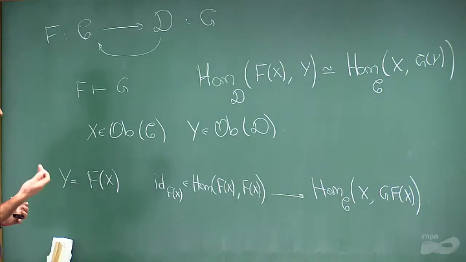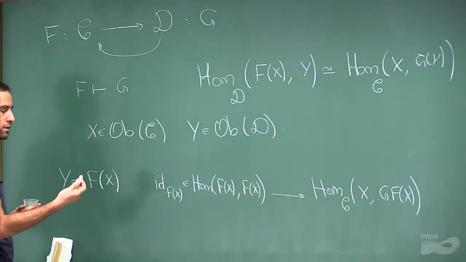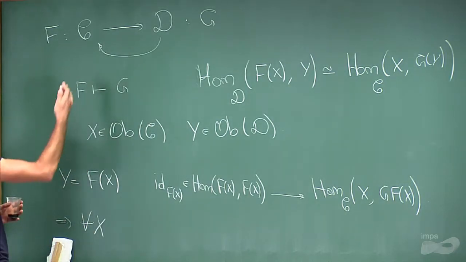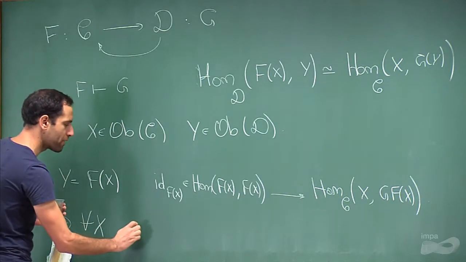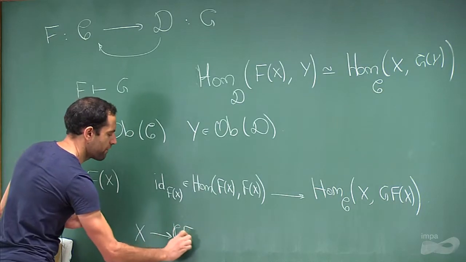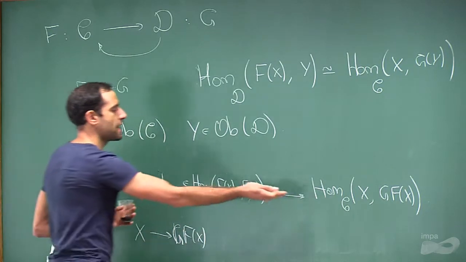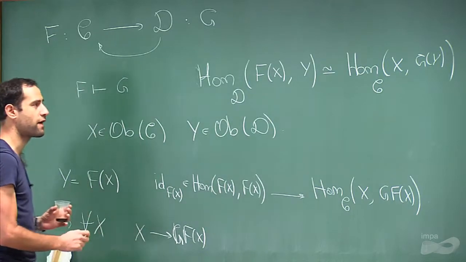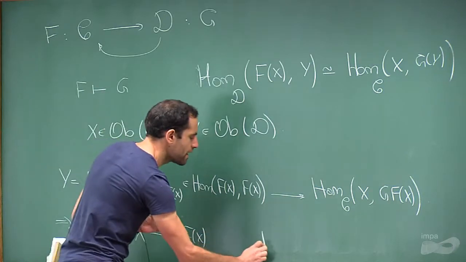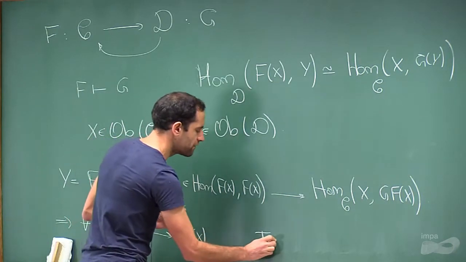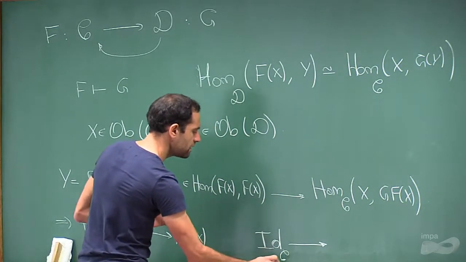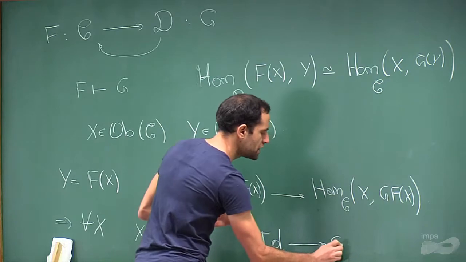So for any object x, whenever we have a pair of adjoint functors, we get a morphism from x to g of f of x. Right? So this is just the image of the identity of f of x under that isomorphism. So this I wrote in a different way. I said that this is the same thing as a morphism from the identity functor in the category C to the functor g composed with f.